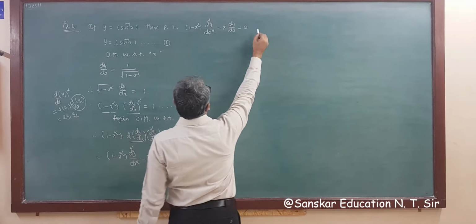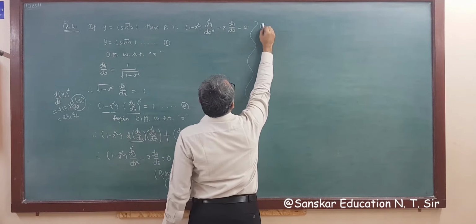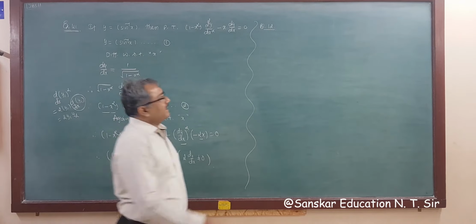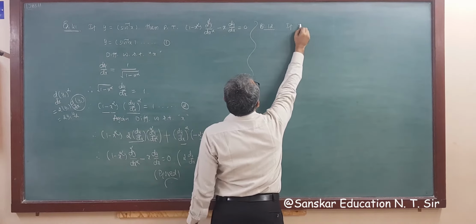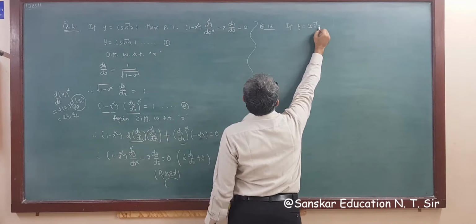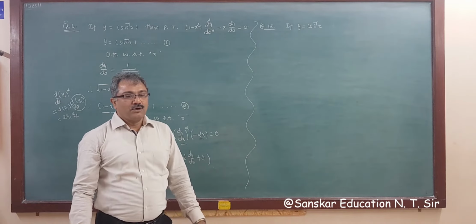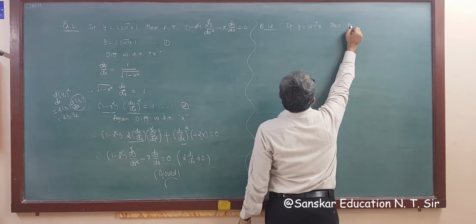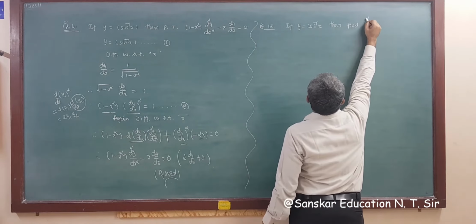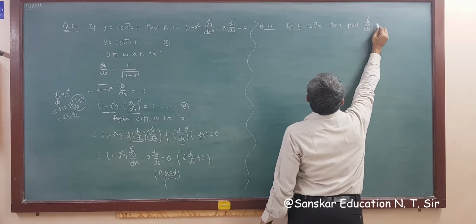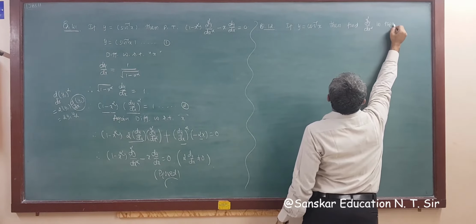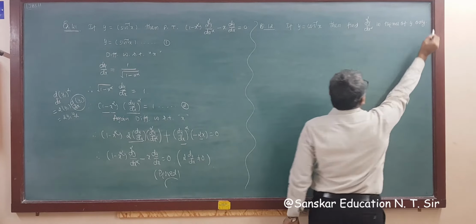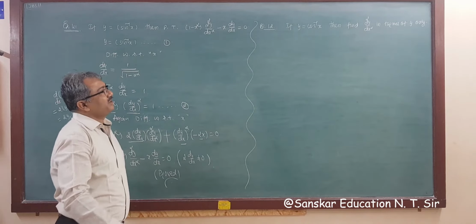Now the next question is question number 12. Question number 12 is: if y is equal to cos inverse x, then find d square y by dx square in terms of y only. This is the question, right?